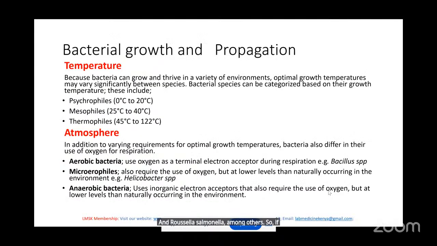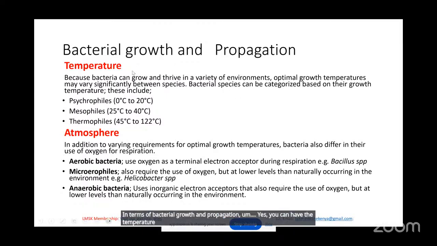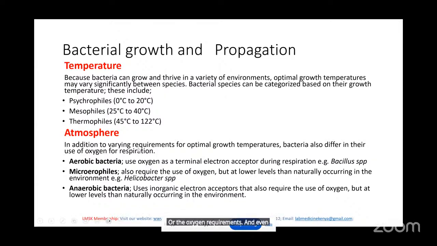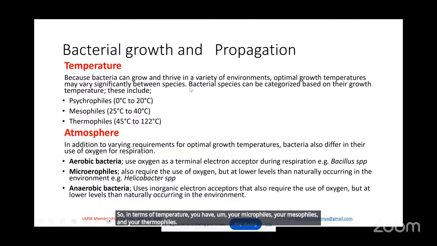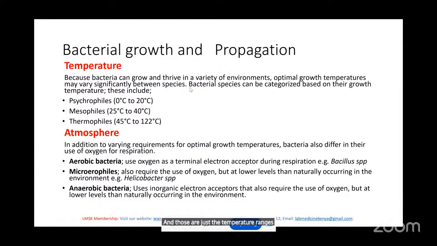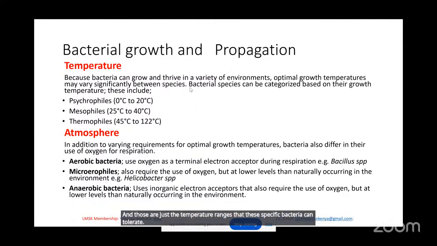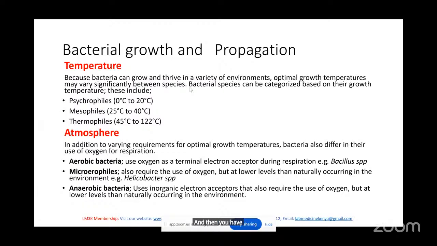In terms of bacterial growth and propagation, you can have temperature requirements, atmosphere or oxygen requirements, and even salt tolerance. That is in terms of their need for growth and propagation. In terms of temperature, you have your psychrophiles, your mesophiles, and your thermophiles. Those are just the temperature ranges that these specific bacteria can tolerate. And then you have your atmosphere requirements.